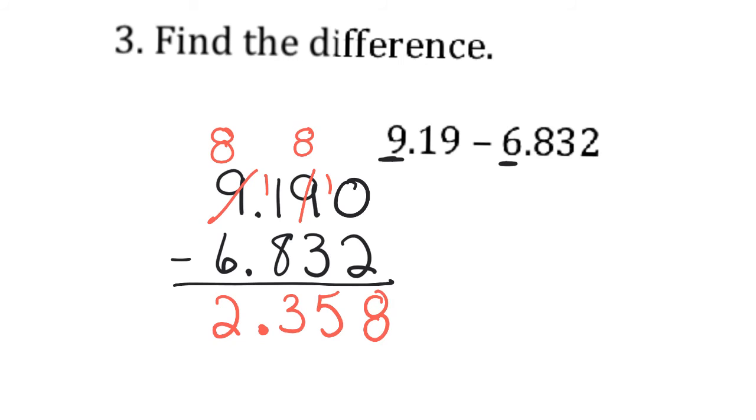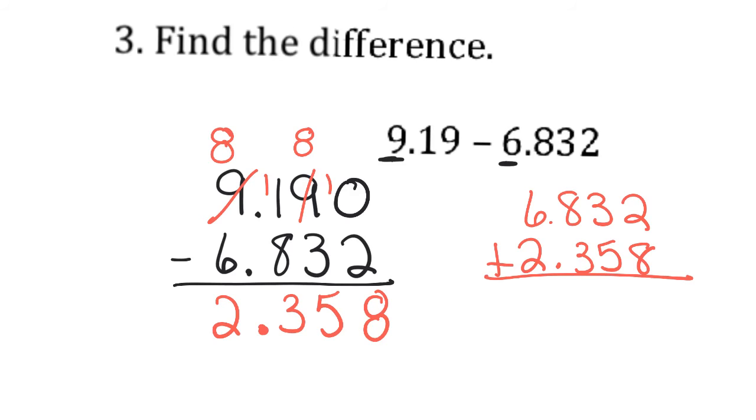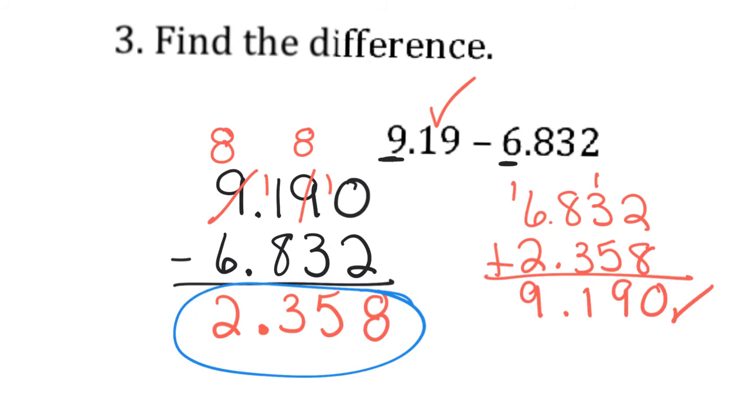And a way that we can check to make sure our answer is correct is by actually going back and adding the two numbers to see if when we add them, we get the 9 1900ths. So if I add these two, 0 plus 10 would give me a 9. This would be 11, and this would give me a 9. And check, check. So my final answer is 2 358 thousandths.